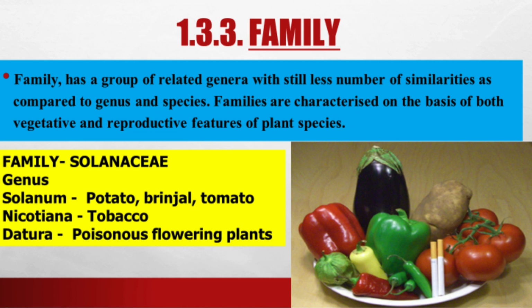Family has a group of related genera with still fewer similarities as compared to genus and species. Families are characterized on the basis of both vegetative and reproductive features of plant species. Family Solanaceae. Genus Solanum: potato, brinjal, tomato. Nicotiana: tobacco. Datura: poisonous flowering plant.